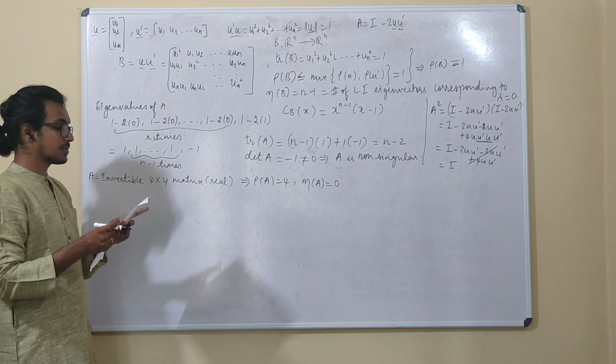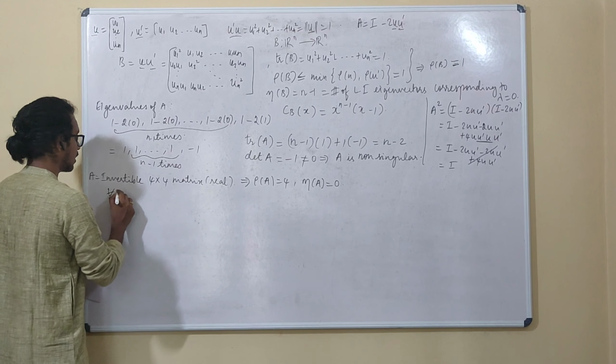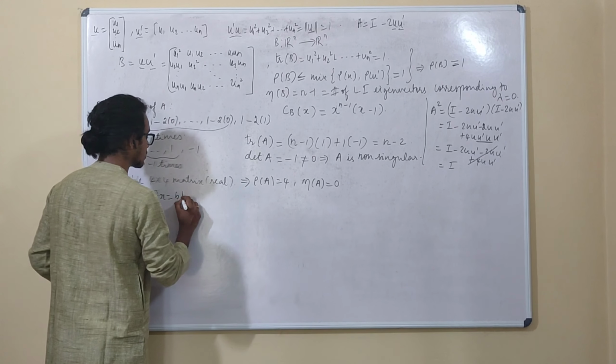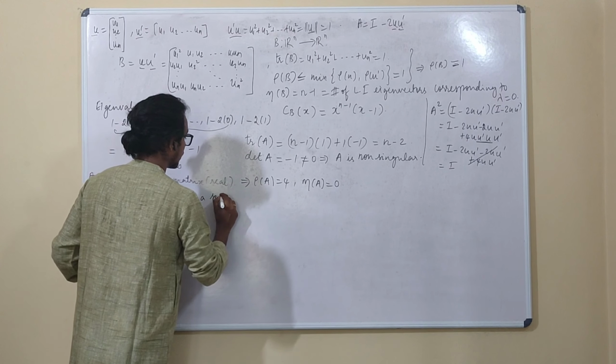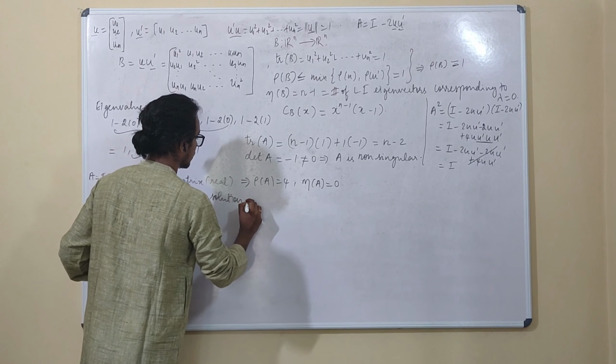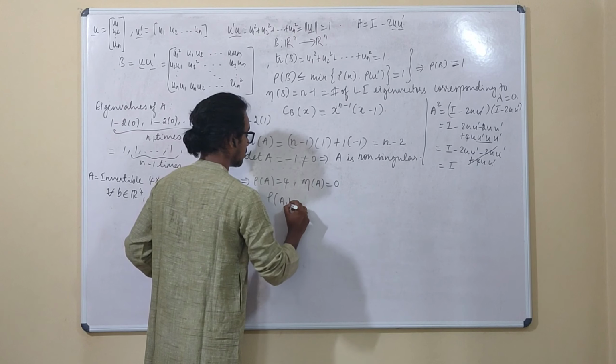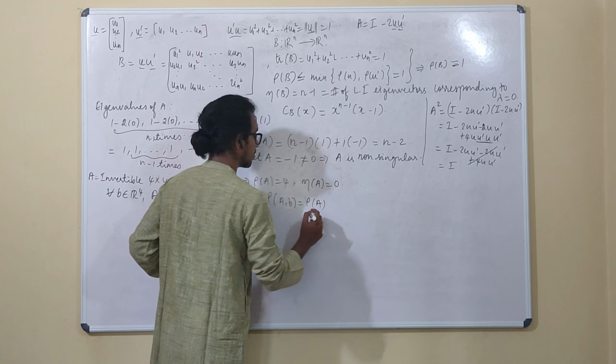Okay, and in the second option it is given that for every B in R4, the system AX equals B has a solution. When does this system have a solution? This will have a solution if and only if rank of AB is the same as that of rank of A.